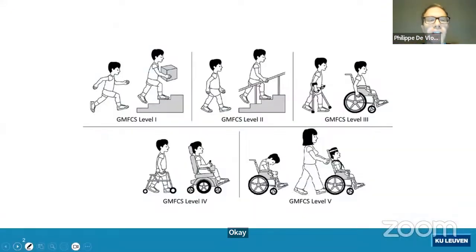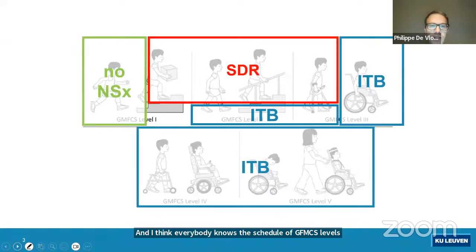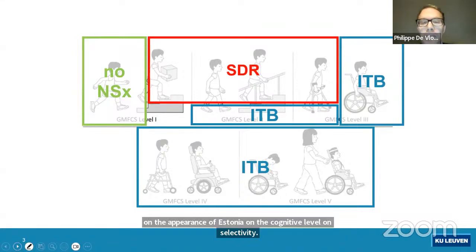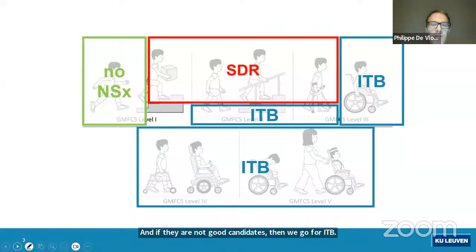And I think everybody knows the schedule of GMFCS levels 1 to 5. I think that in many Western European countries, this is sort of the treatment schedule for neurosurgical treatments. Some of the level 1s are too good to undergo any neurosurgery at all. Then there's a group of 2s and 3s, which can be good candidates for SDR, dependent on the strength, on the appearance of dystonia, on the cognitive level, on the selectivity. If they are not good candidates, then we go for ITB. And then classically in grades 4 and 5, most people tend to go for ITB.